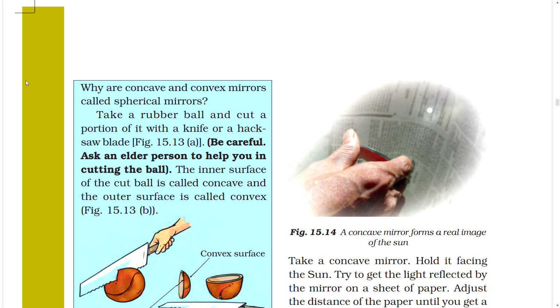Why are concave and convex mirrors called spherical mirrors? Take a rubber ball and cut a portion of it with a knife or a hacksaw blade. Figure A. Be careful, ask an elder person to help you in cutting the ball. The inner surface of the cut ball is called concave and the outer surface is called convex.